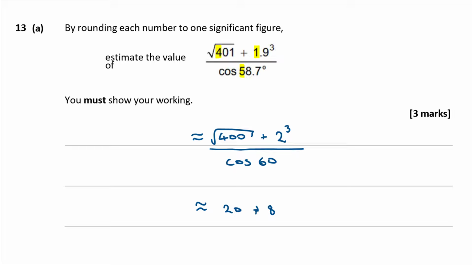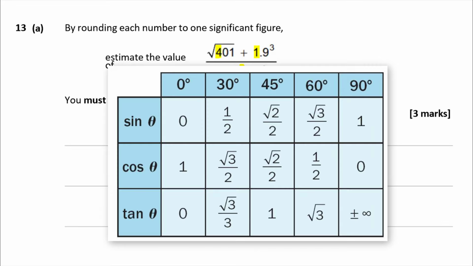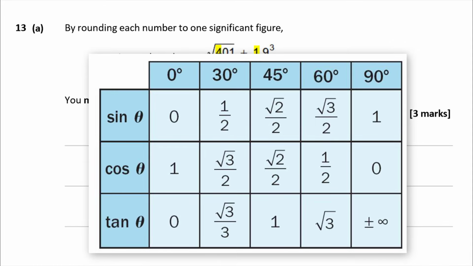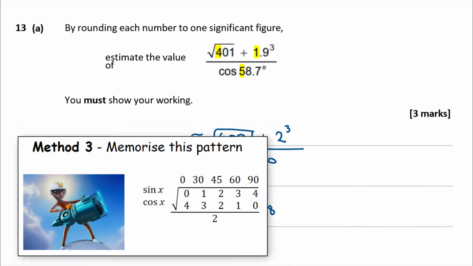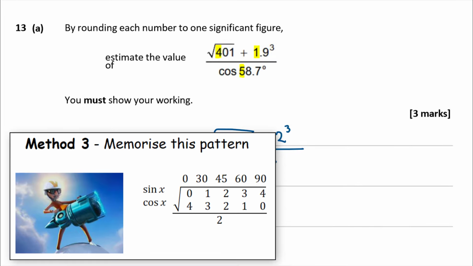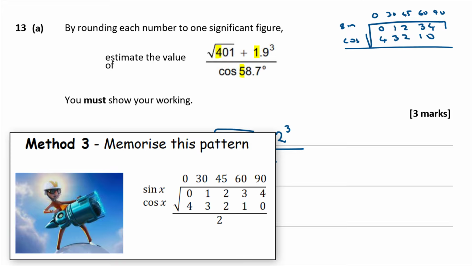Now, do I know what the cos of 60 is? Well, I do. Do you? You need to know your exact values, don't you? You can either remember them as this big table, or I remember them in a more compact form. What I do is I remember this big square root here and the numbers 0, 1, 2, 3, 4, which corresponds to the angles 0, 30, 45, 60, and 90. Therefore, the sine values and the cos values are the other way around. So you flip the numbers around, you've got 4, 3, 2, 1, 0, like that. Okay? And that's all over 2.